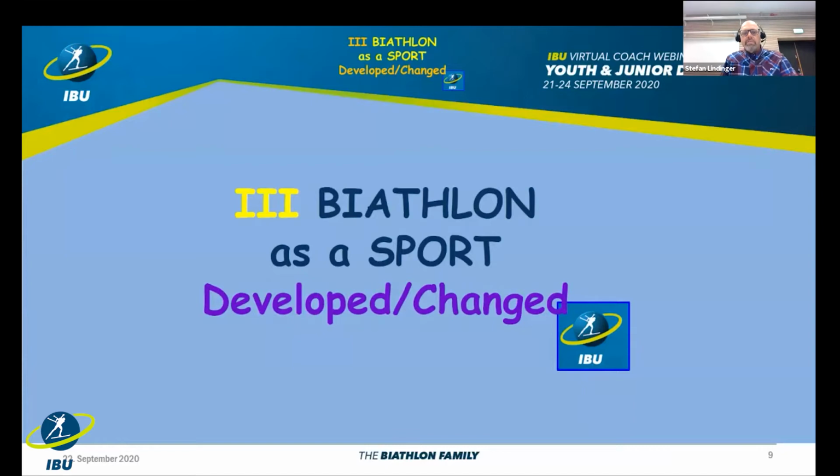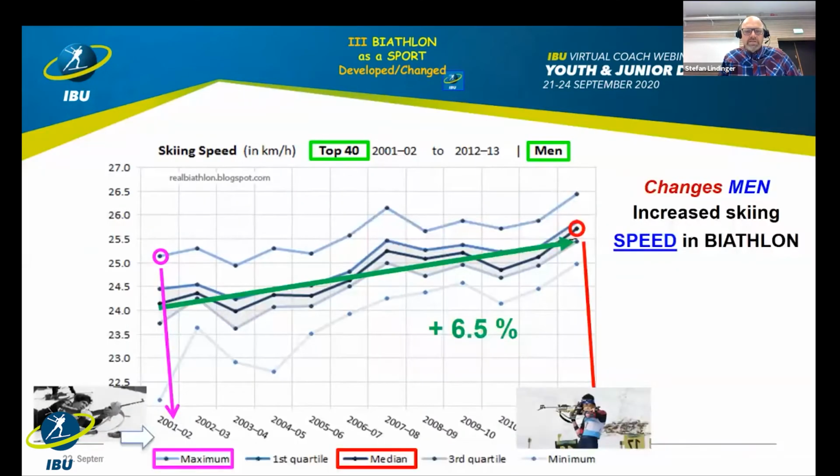So the biathlon sport changes and develops a lot, like also cross-country skiing, for different reasons. If we look at that graph, it's not up to 2020, but it shows the general tendency here from 2001 to 2014.